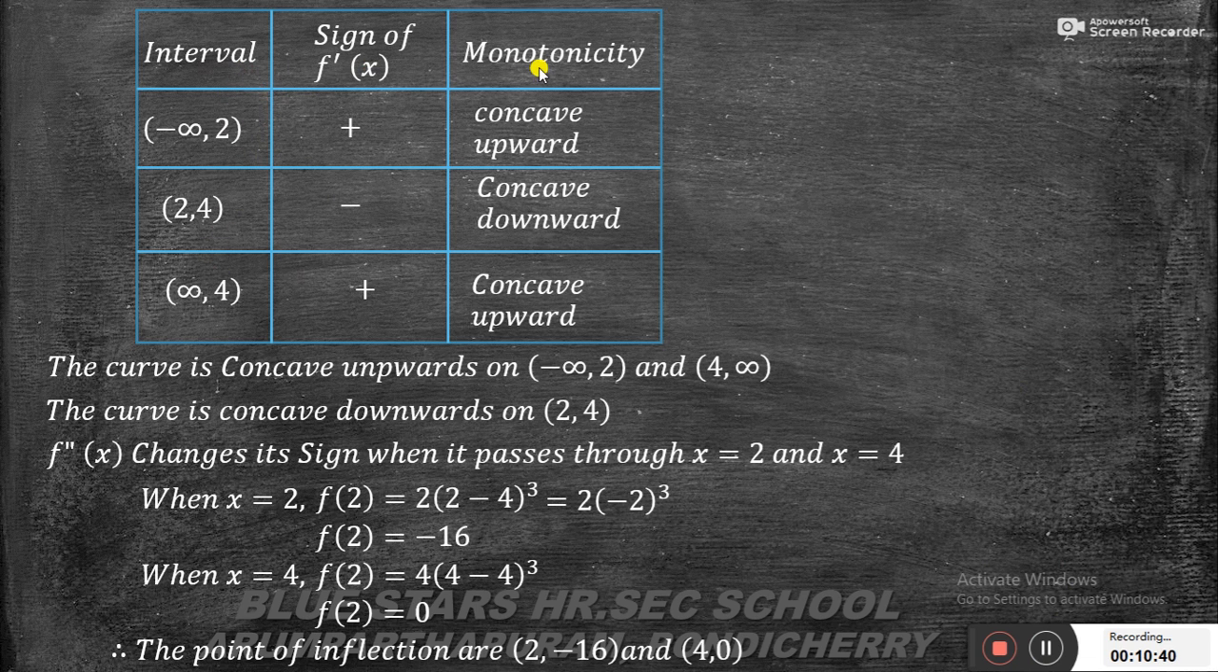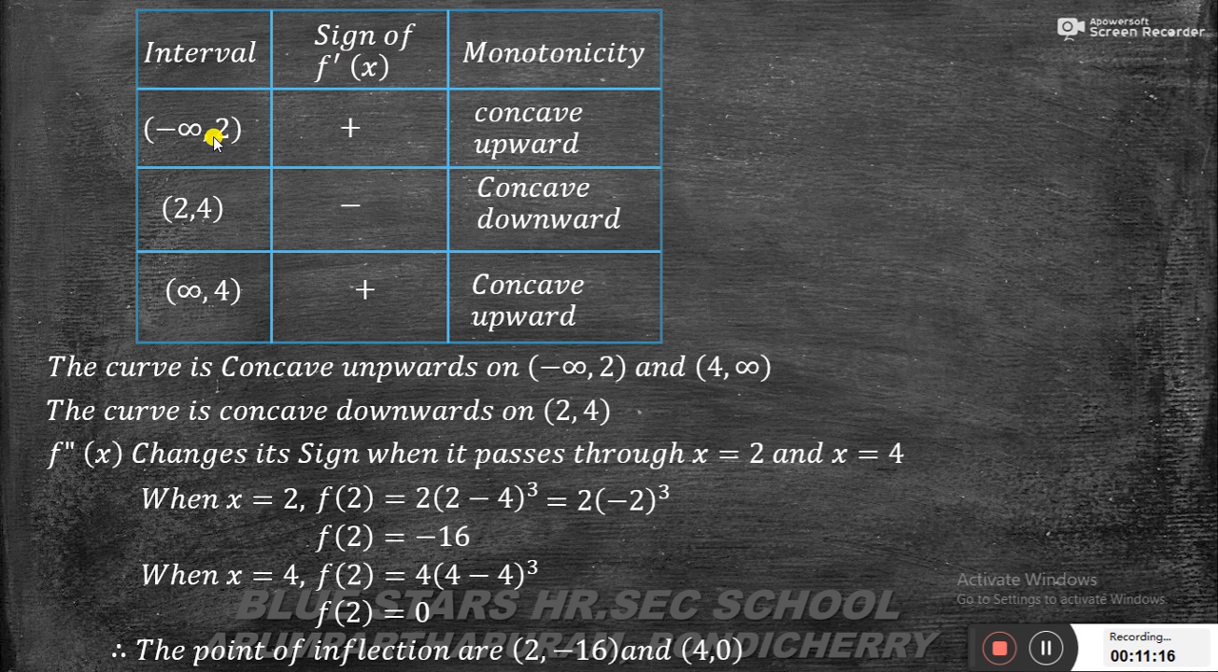So here I make a table. First column is the interval, second column is the sign of f double dash. Here f double dash of x will come. Next, monotonicity. We know the definition: monotonicity means increasing and decreasing functions. Now, in the previous step we found the 3 intervals, so I write them: minus infinity comma 2, 2 comma 4, 4 comma infinity, and next the sign of f double dash.